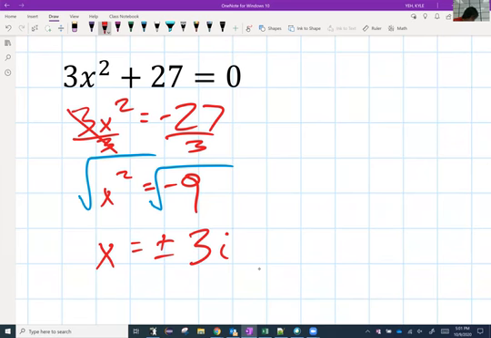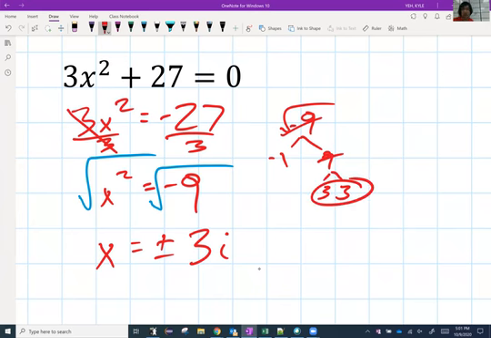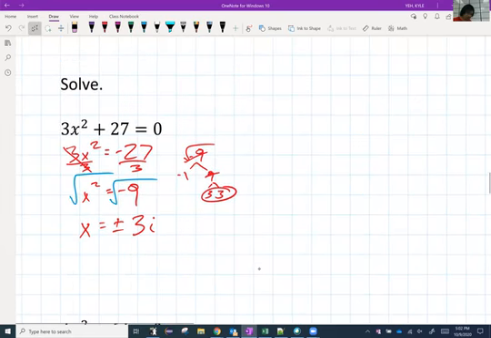Because square root of negative 9 is just negative 1 and 9, and 3 and 3. So the square root of 9 is 3. The square root of negative 9 is 3i, plus or minus in both cases. Square root of a negative number is just the square root of the positive number version of that number times i. Square root of negative 9 is plus or minus 3i.